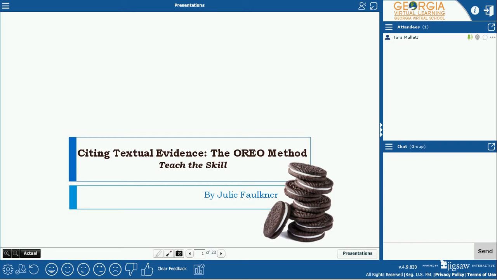Because the part that students often trip up on is the explain part. You cannot just simply throw a quote into the middle of a paragraph with quotations without introducing it and following it up. You have to sandwich it, which is why we call it the Oreo method. So let's take a look at this. I'm going to skip through some of these slides because I find them unnecessary.